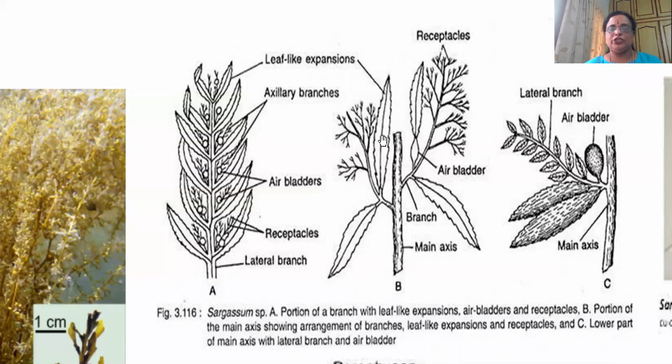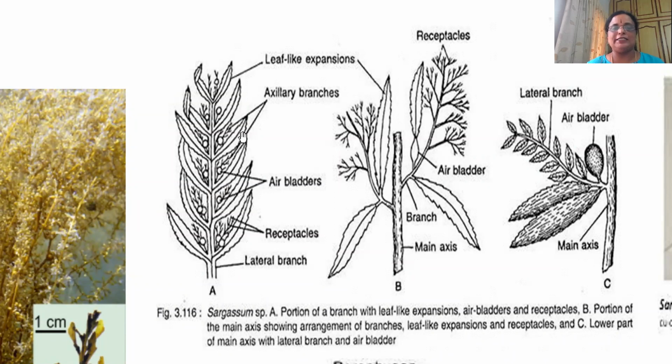In certain species of Sargassum, the air bladder sometimes gets separated from the leaf-like structure, or the stalk of the leaf can also get modified into air bladder-like structures. It depends upon the species of Sargassum. And apart from this central axis and the branches, there are certain axillary branches.